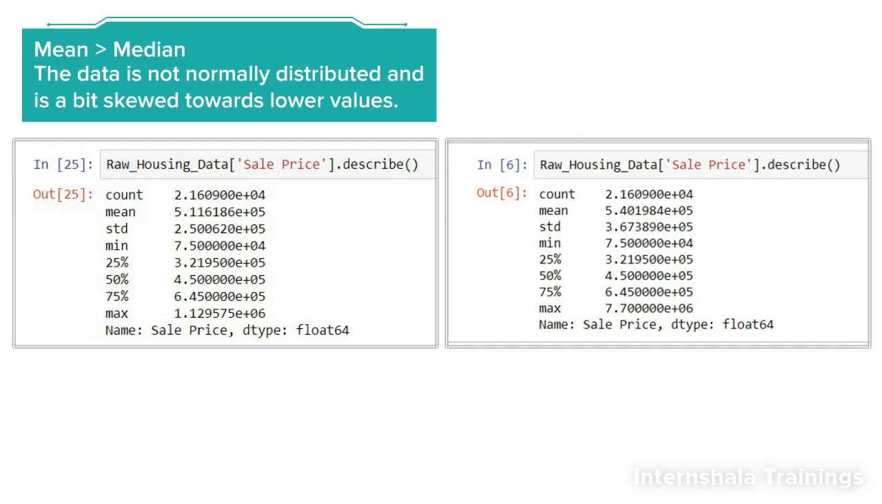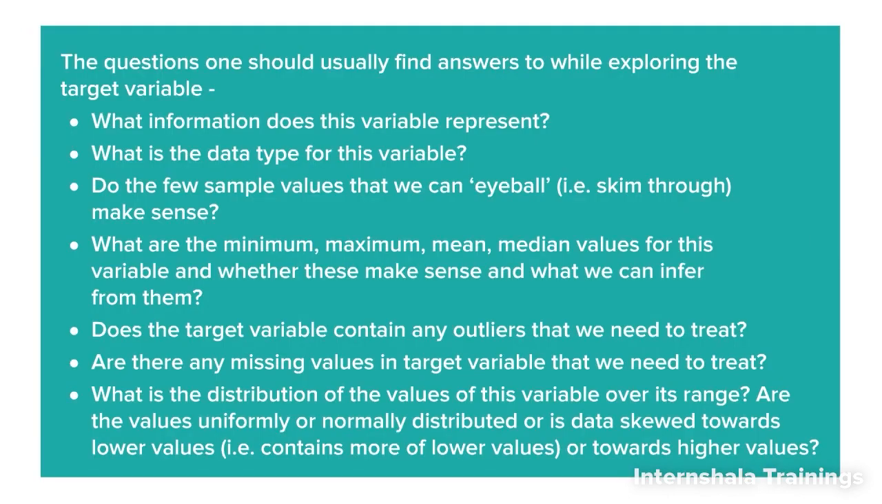Note that we are renaming this modified data as raw underscore housing underscore prices 1.csv. So we just answered the 5th question that we should answer while exploring the target variable. So that's it in this tutorial. In the next tutorial, we will discuss and answer the next question on how missing values can be treated.